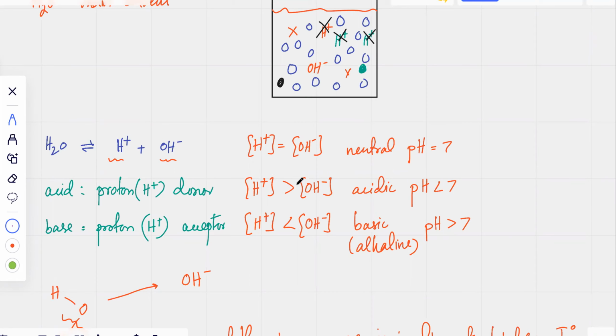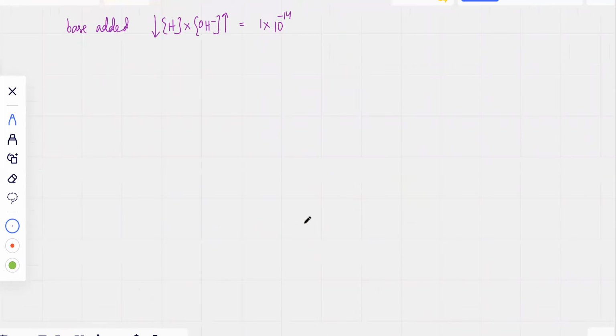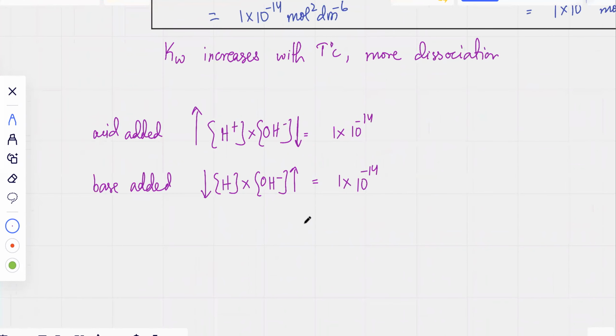The H plus ions would go up, and simultaneously the OH ions would come down. There would be fewer OH ions. Likewise, if there are fewer H plus ions, there are going to be more OH ions, but the product, the constant, would be maintained unless you change temperature. Remember, all equilibrium constants change with temperature. There's obviously going to be more dissociation if temperature increases.